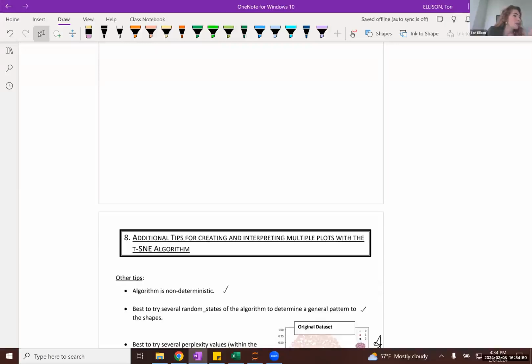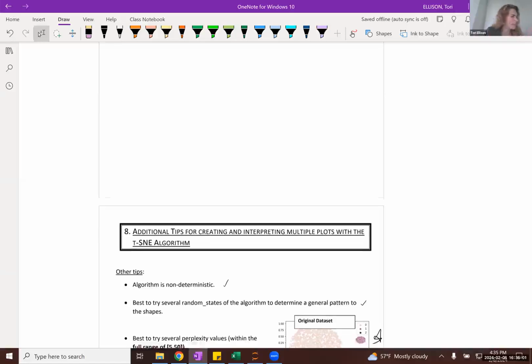And we're going to look at another scenario in which there is an ambiguous TSNE plot. So I think I answered that question.